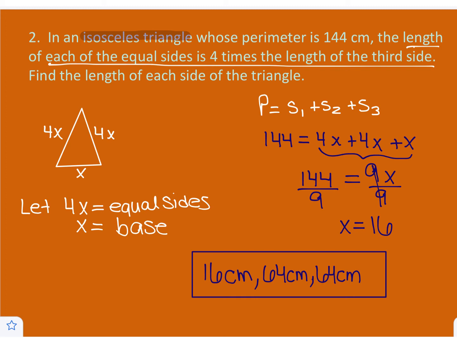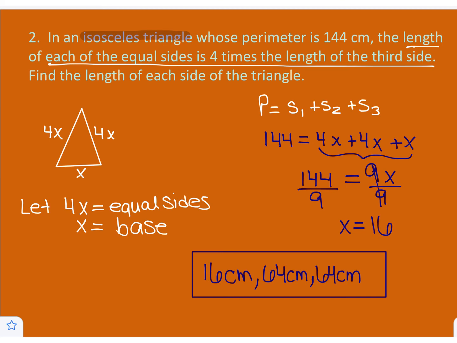So isosceles, okay, important. Isosceles tells us 2 sides are equal to one another. Triangle has 3 sides, so obviously that's important. And then what I underlined says that each of the equal sides is 4 times the length of the third side. Okay, so again, that comparison.